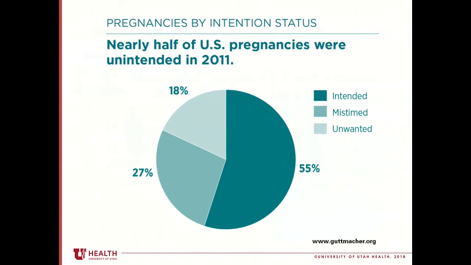This graph is from the Guttmacher Institute, which is an excellent resource for information about sexual and reproductive health research that I'd really encourage you to check out. It's just guttmacher.org, and they have a lot of state-level information for Utah.